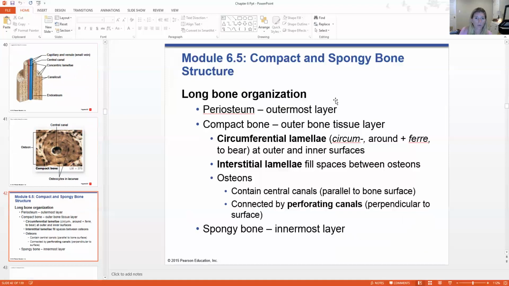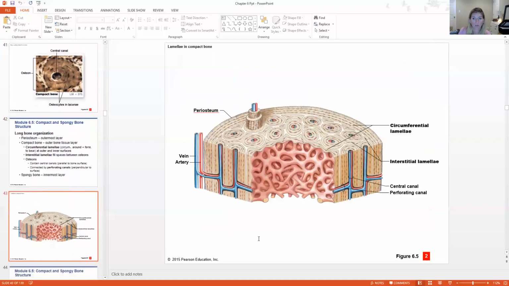So let's talk about how long bones are organized. They have a periosteum, which is the outermost layer. This is that connective tissue covering. The compact bone is the outer tissue layer of bone. It's made of circumferential lamella on the outer surfaces. The interstitial lamella will fill the spaces in between the osteons, and the osteons themselves with those central canals and the perforating canals. Spongy bone is the innermost layer of our long bones. So here you see spongy bone, our osteons, the interstitial lamella and the circumferential lamella inside, and the outermost covering is the periosteum.